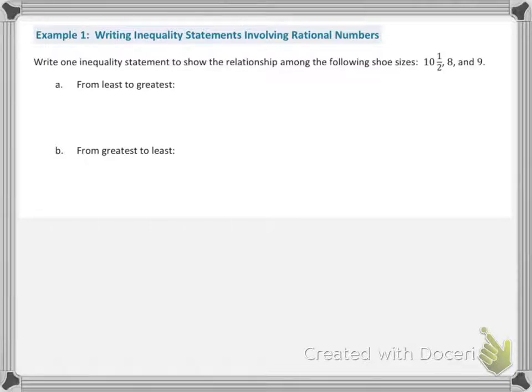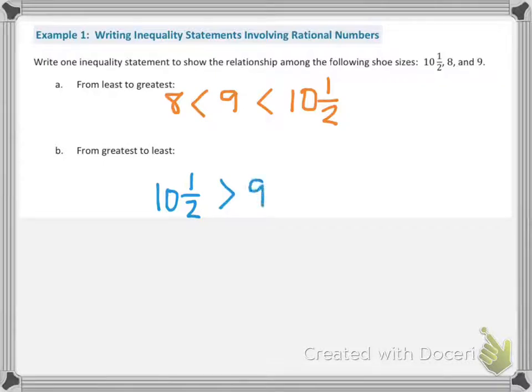All right. Example 1, write one inequality statement to show the relationship among the following shoe sizes. I have 10.5, 8, and 9. Well, I can do this in a few different ways, but let's go least to greatest first. I could say 8 is less than 9, which is less than 10.5. Or I could write from greatest to least, and greatest to least I would have 10 1/2 is greater than 9, which is greater than 8.